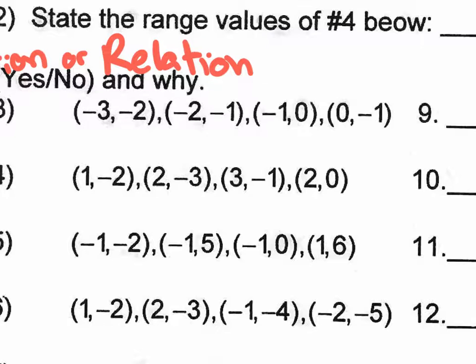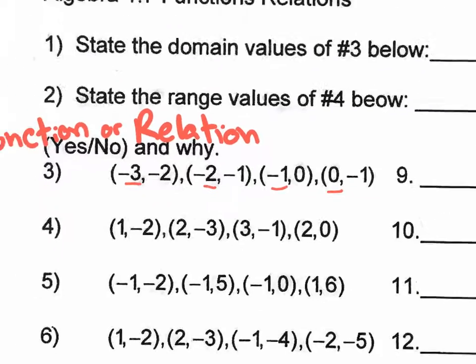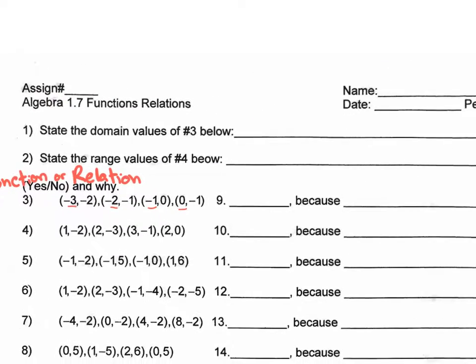So this is -3, -2, -1, 0. Those are the domain values of number 3 below. So let's write those down up here. Now if they would have asked for the range values, then that would be the y values, which is number 2. But we're doing the odd ones here. Let's jump to number 3.